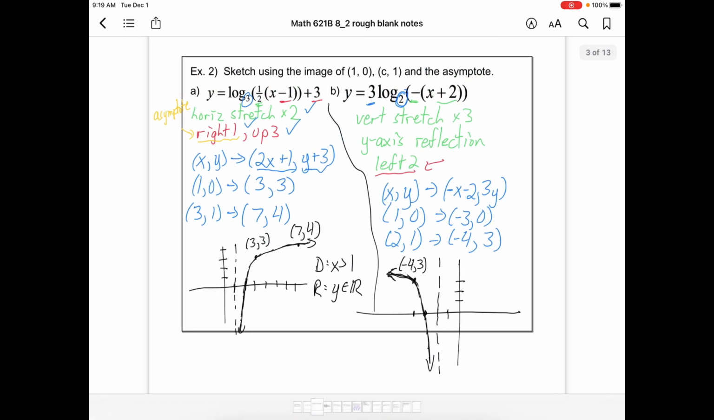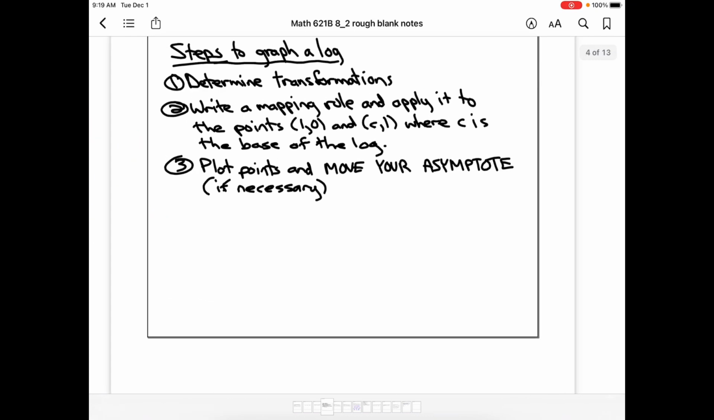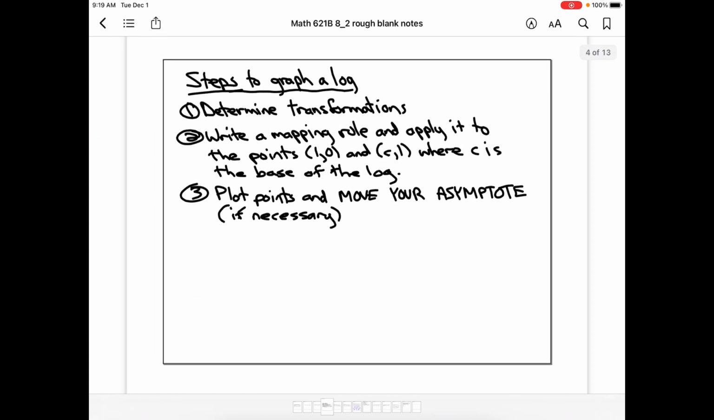Now that we've generated a few, I think what we want to do next is take a look at the steps for graphing a log function. So in my mind, it would be these 3. Determine the transformations, make a mapping rule and apply it to the points (1, 0) and (c, 1), where c is the base of the log. Plot your points and move your asymptote if necessary. And that comes from the horizontal shift. I would actually move your asymptote before plotting the points, just to make sure you don't forget.